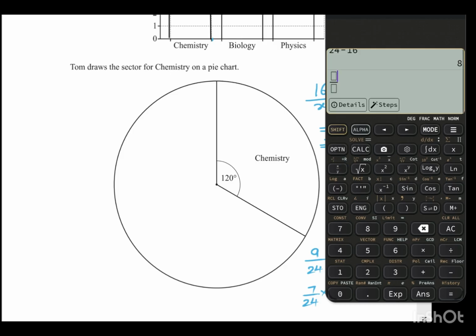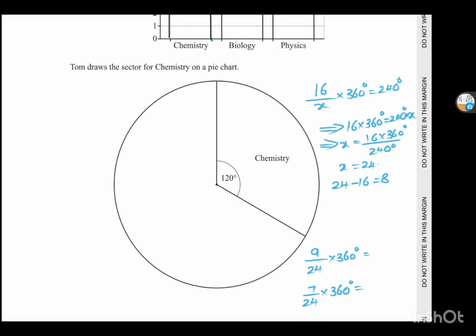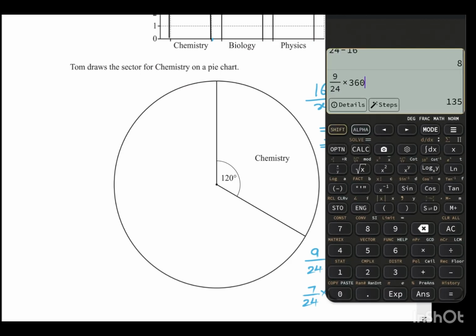9 by 24 into 360 gives 135 degrees. 135. And 7 by 24, just change the number here. That gives 105.